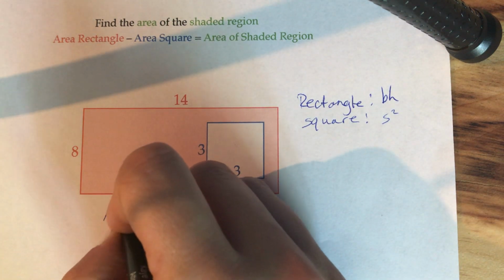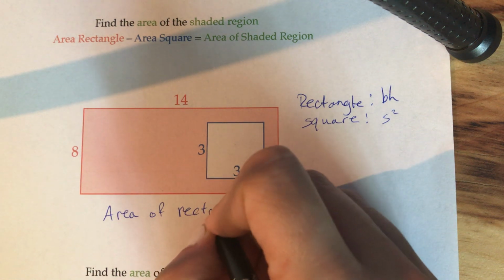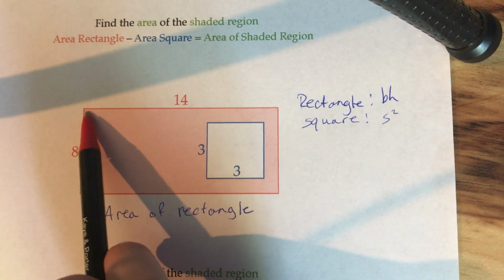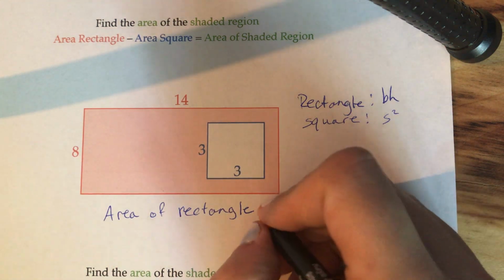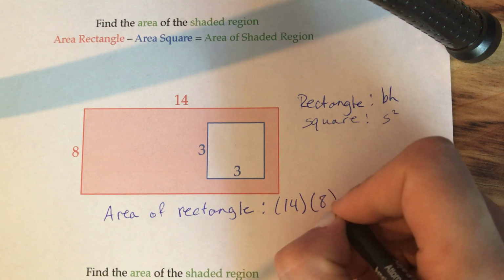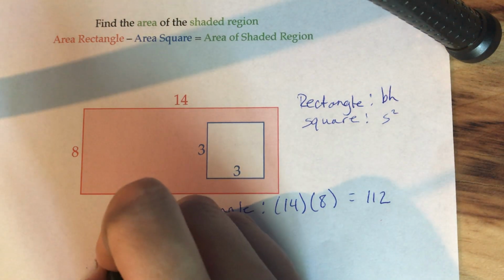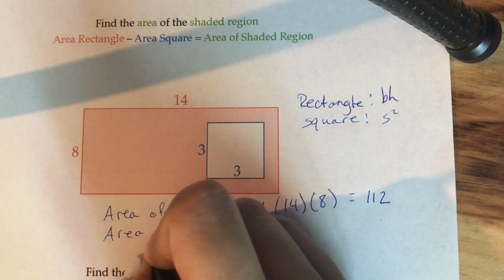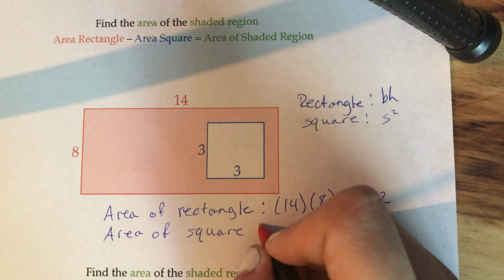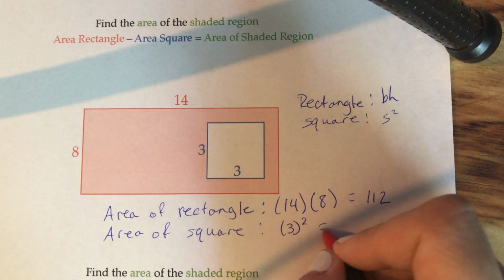So area of the rectangle would be my base times my height, or length times my width. So 14 times 8, which is 112. And then the area of my square is just my side squared, so 3 squared, which is 9.